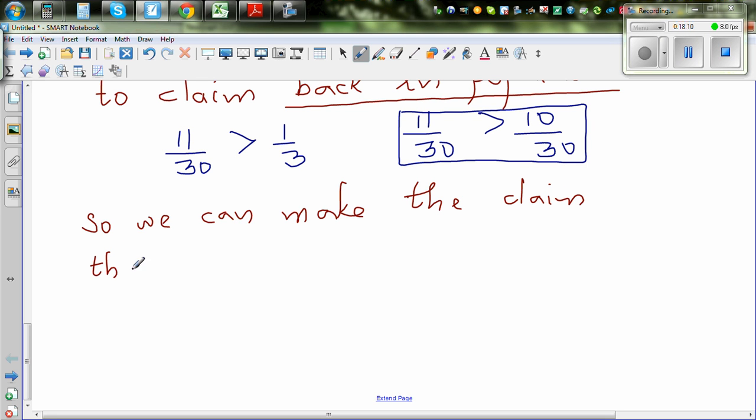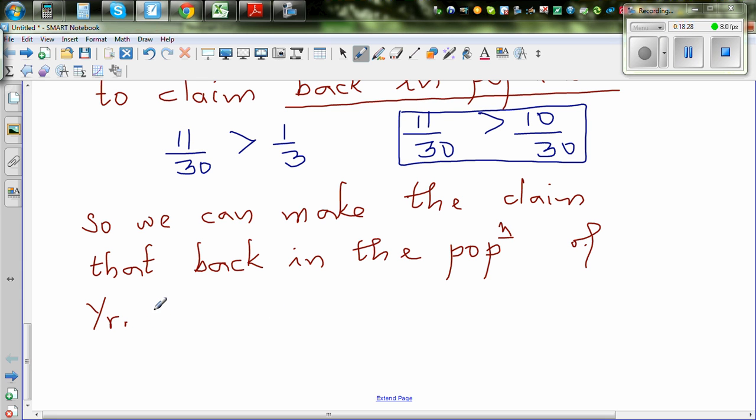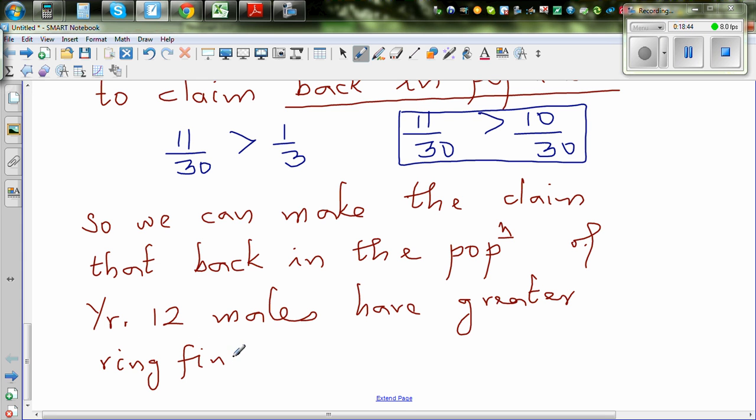that back in the population, now we have used the stats of the sample to talk about the population. Back in the population, I'll write in short, year 12 males have greater ring finger length than females. So we are making this claim based on two facts.